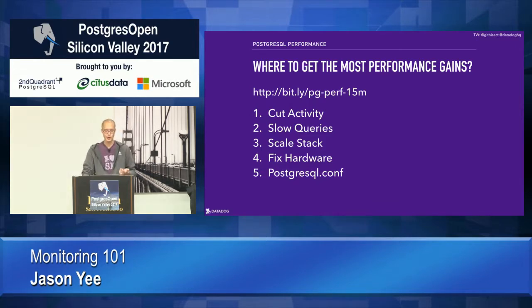Second is to look at slow queries. Third is to scale your stack. So we've already talked a little bit about scaling. Fourth is to fix your hardware, so get the right hardware that you need. And then fifth is to actually do the configurations. So I know a lot of us, when you're using Postgres, spend a lot of time tweaking the configurations to get it just right. When in actuality, cutting activity and dealing with slow queries is really where you should be spending most of your time.